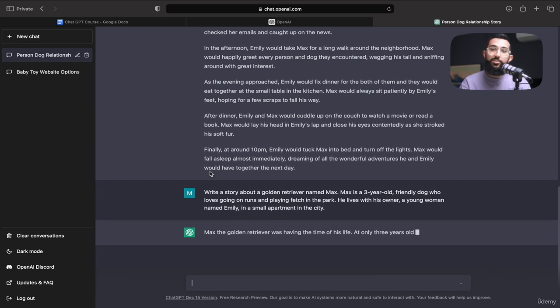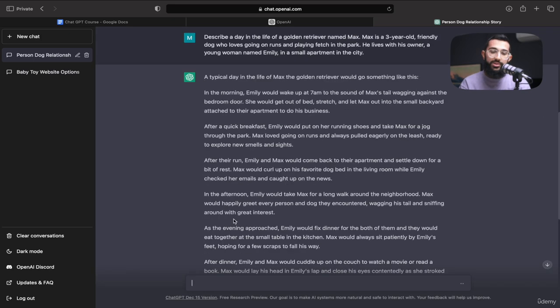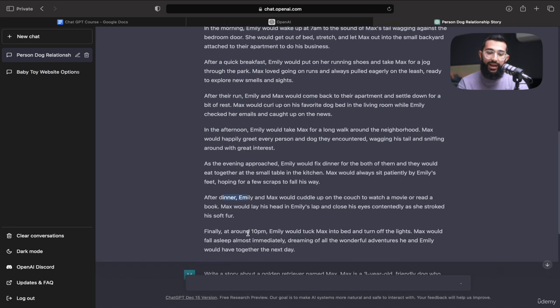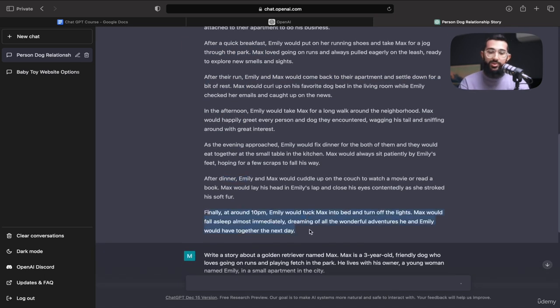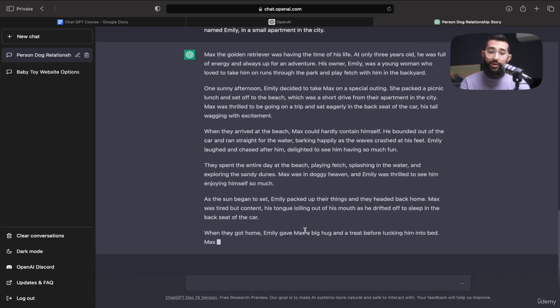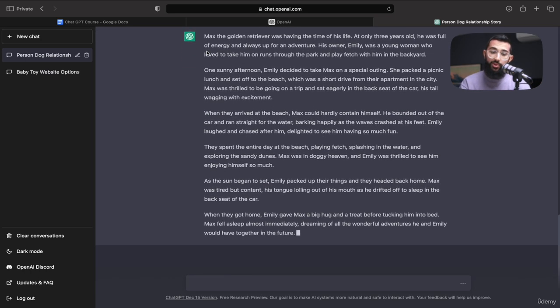And now the response is completely different. So you'll notice in the first one, it was very structured, started with the morning, a quick breakfast, a run, afternoon, evening, and dinner, and then finally at around 10 p.m. So it structures it as a day in the life. But now once I said I want it to be a story, it'll still give me a structured response, but it's more with the flow of a narrative.